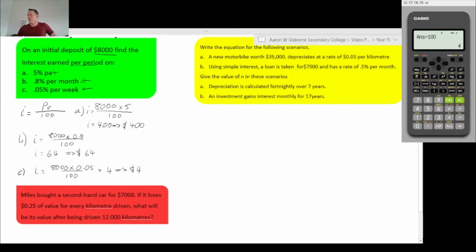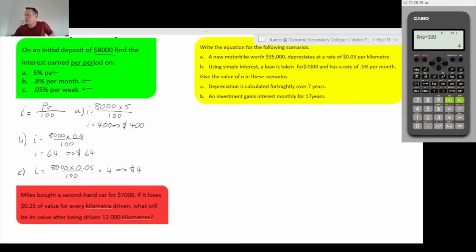Alrighty, next one, we want to write the equation for the following scenarios. So these scenarios, we have to remember simple interest or unit cost depreciation are both going to be flat lines. So we're going to be taking or adding the same amount each time.